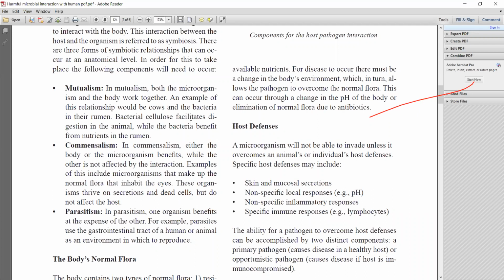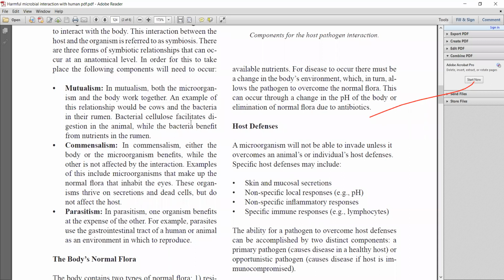Next is commensalism. What is commensalism? In commensalism, either the body or the microorganism benefits, while the other is not affected by the interaction. That means any one of the two is getting the benefit, not both. So this is not mutualism. It's just commensalism where both are living together, but only one is getting the benefit, while the other is neither benefited nor harmed. Okay, so that is called commensalism.